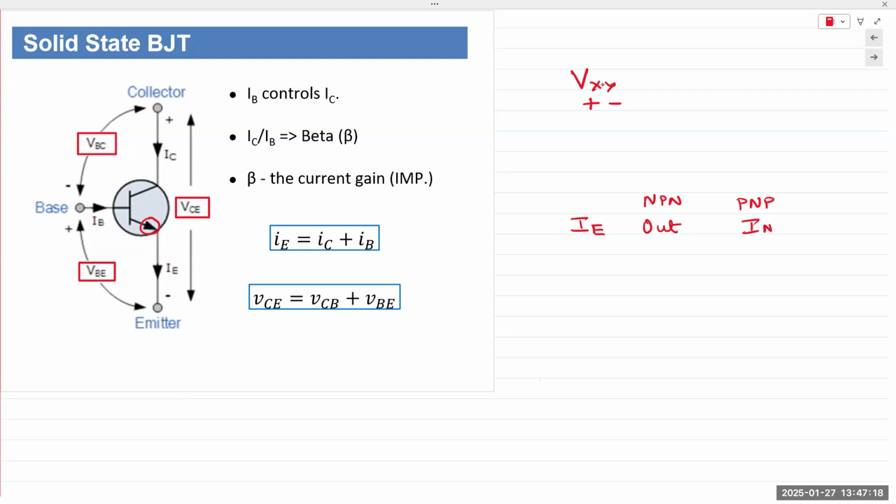And if IE is coming out, that means that IB and IC are flowing in. And for a PNP, they are flowing out. This is the exact opposite. You only need to keep this in mind, and then you can automatically find the others. Okay. All right. So let's go to the next slide where we do the operation, and then I'll come back to these equations.